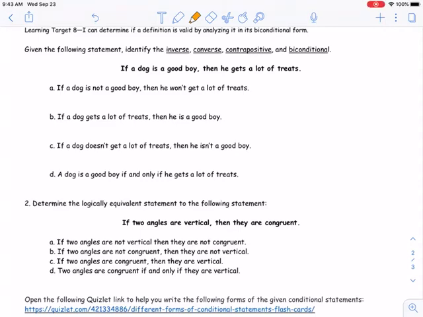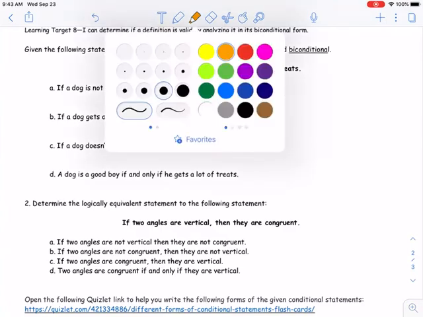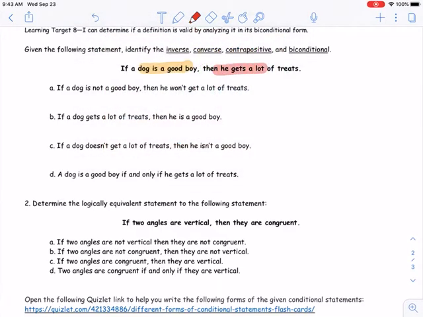Okay, students, so now we're here. We're going to practice identifying inverse, converse, contrapositive, and biconditional statements. So we have this statement right here. If a dog is a good boy, then he gets lots of treats.